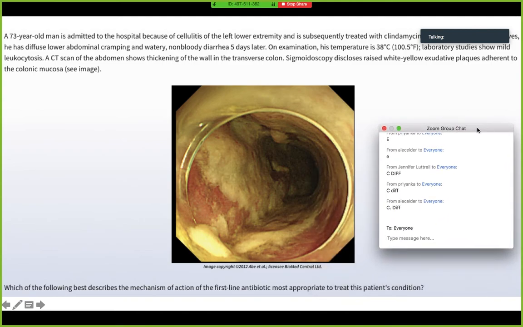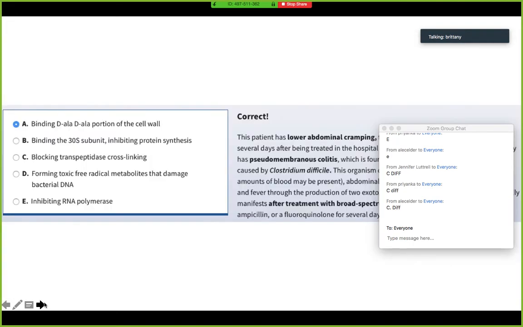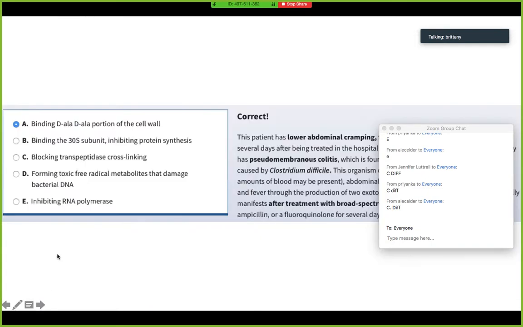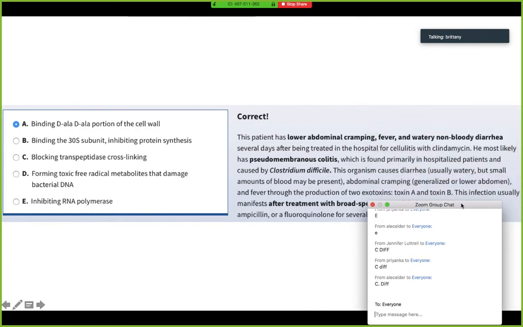Okay, so same thing here. The white-yellow exudative plaques adherent to colonic mucosa. Sorry, you guys, for some reason I didn't get the answer options in there. So again, oral vancomycin. Make sure you know the mechanism of action of vancomycin. I think that's also something that she hadn't read.